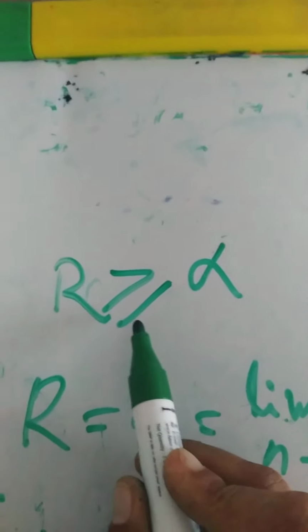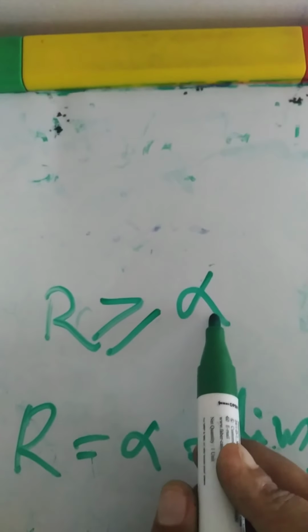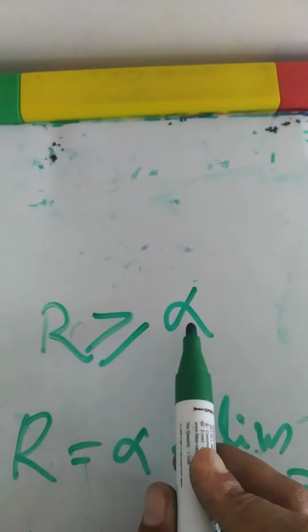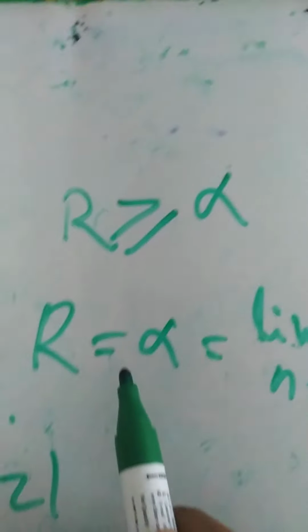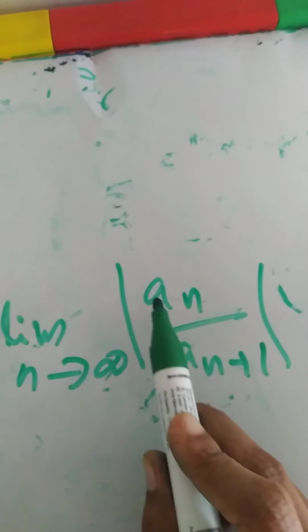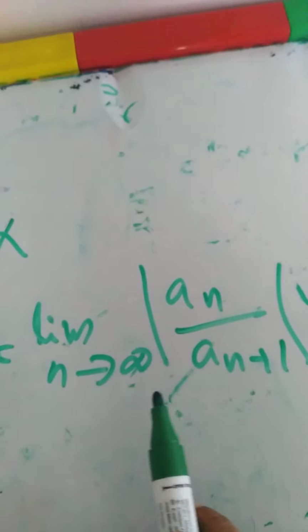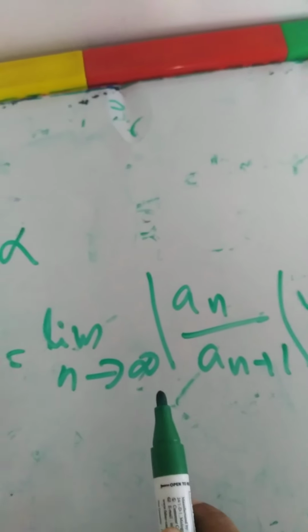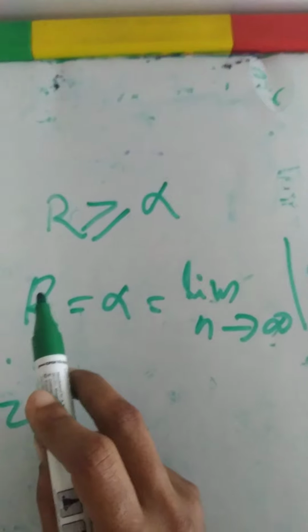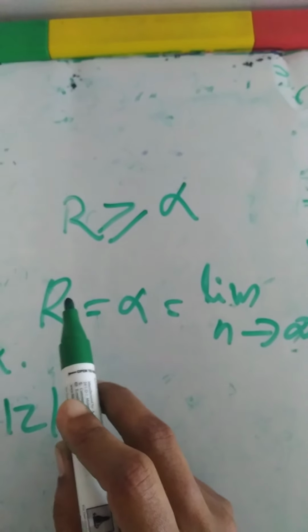So what we proved is that our radius of convergence is greater than or equal to alpha. We need to show that our radius of convergence is equal to alpha. R is equal to alpha, which is equal to the limit as n tends to infinity of modulus of a n divided by a n plus 1. So to prove this result, there is some part that remains.